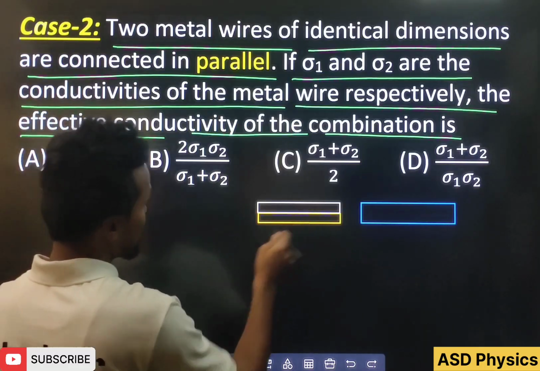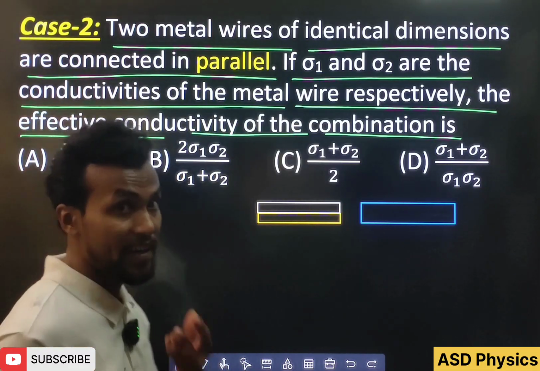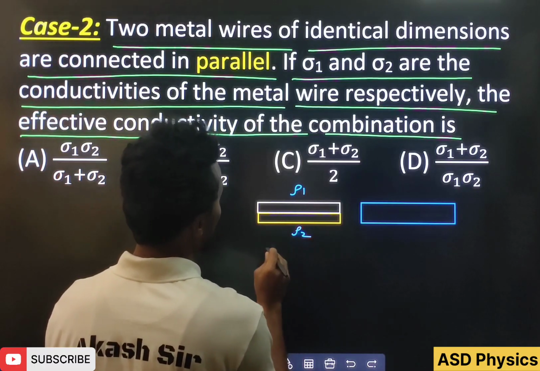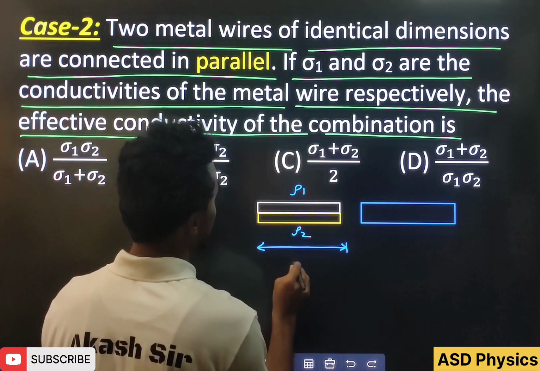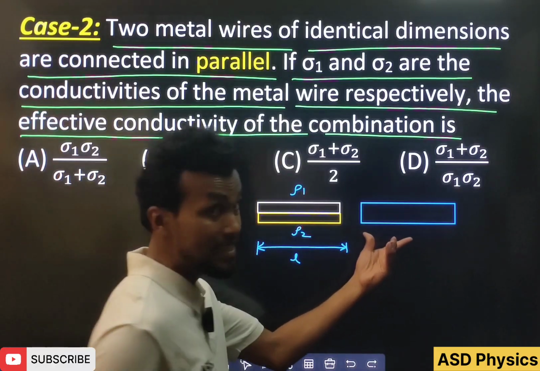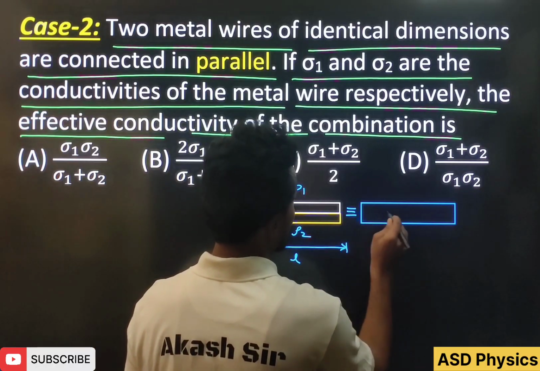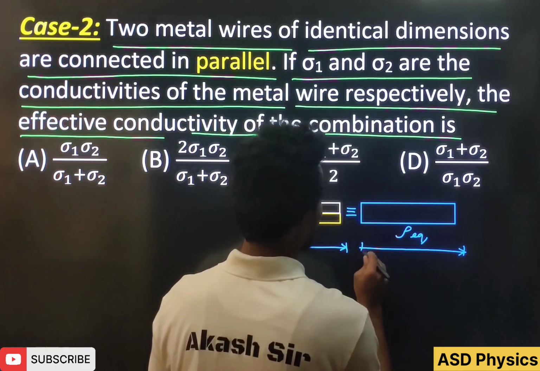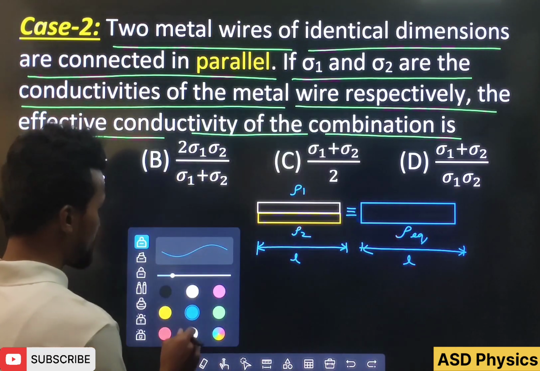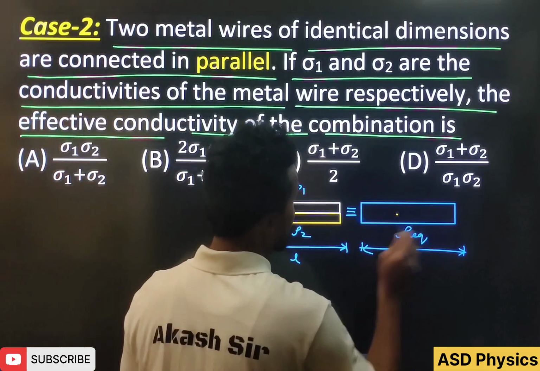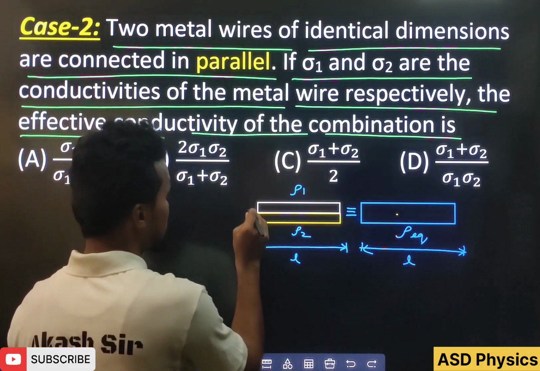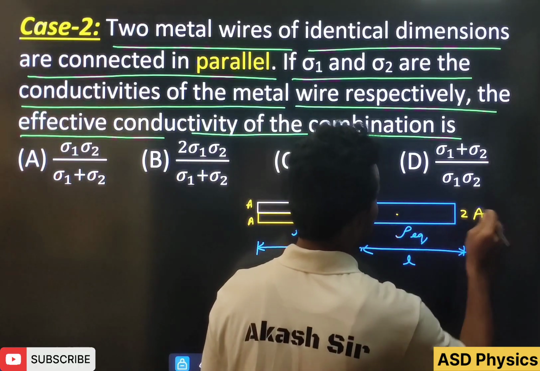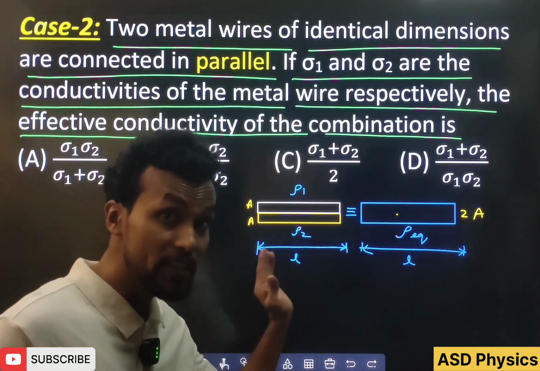See here, I have taken two conductors of identical dimension. Resistivity rho 1 here, resistivity rho 2 here, and the length is L. Here also one equivalent conductor having the same dimension, so we can write rho equivalent, with length L. The area of cross section of each is A, so the overall area of cross section is 2A. This thing we have to remember.